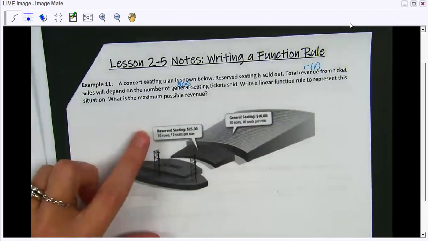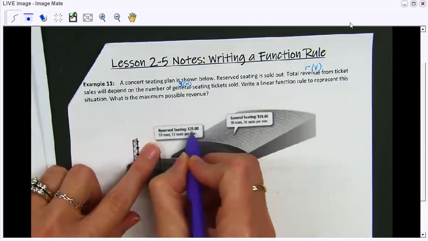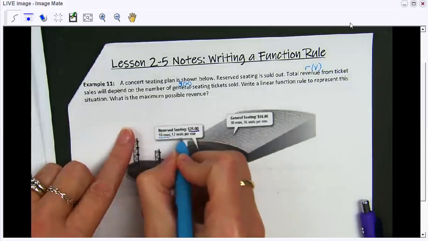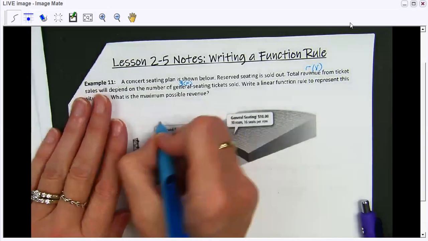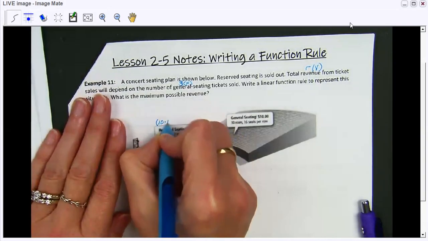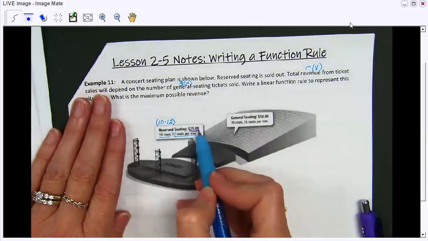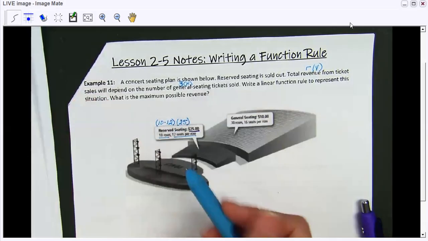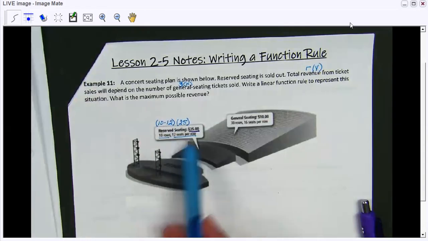First, I'm going to look at the reserved seating. Each seat in here is $25. You have 10 rows and 12 seats per row. So in order to figure out how many seats, you have to take 10 times 12, right? That will tell you how many seats, and then you multiply it by the $25 per seat. And that will tell you the revenue from reserved seating.